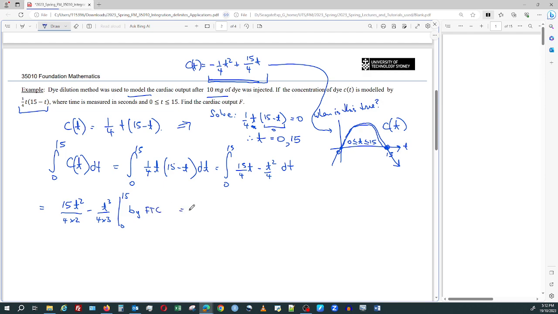So we're going to put the scaffolding together, and it'll be quite a big scaffold because there's lots of parts to it. So 15 variable squared over 8 minus variable cubed over 12. Repeating, so that's the drudgery.